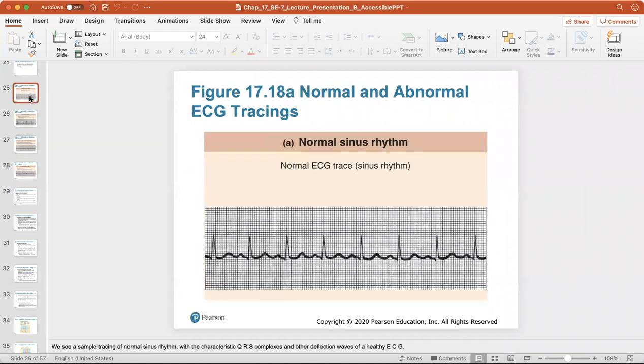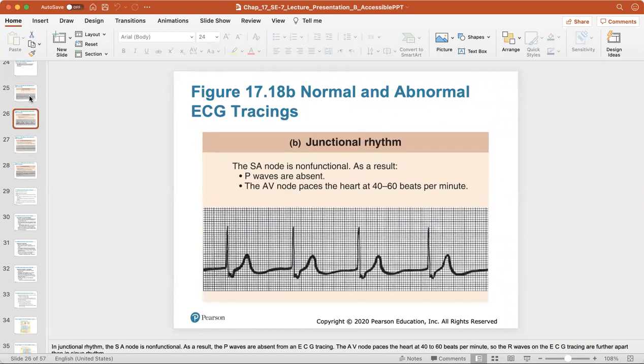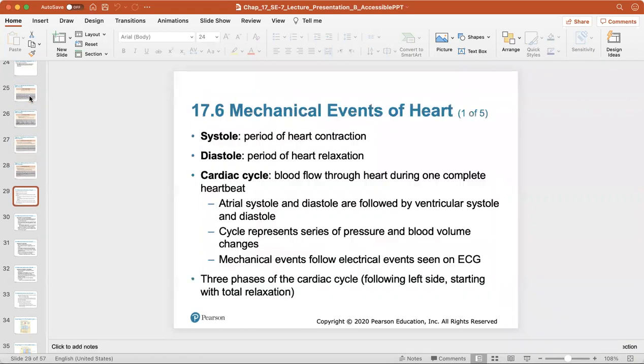So these 3 you should know. There might be a test question about those and what they look like.